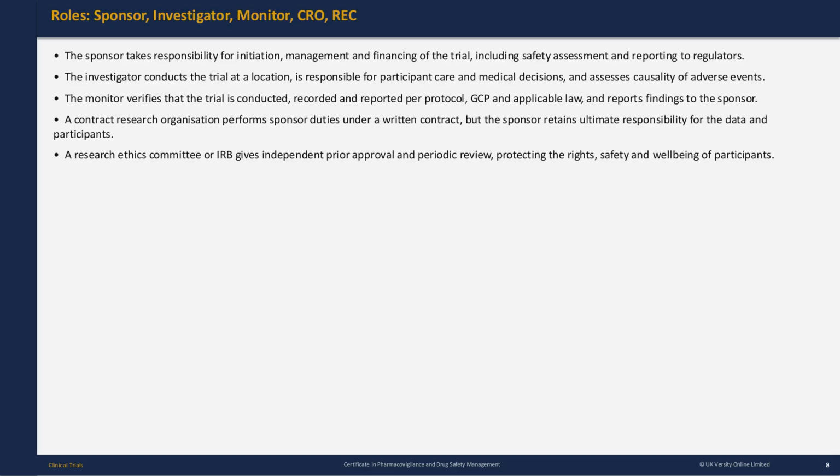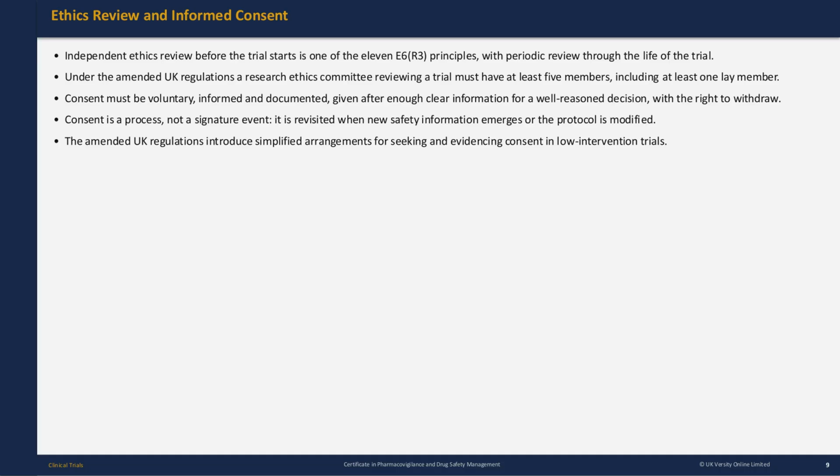A contract research organization performs sponsor duties under a written contract, but the sponsor retains ultimate responsibility for the data and participants. Ethics review and informed consent. Independent ethics review before the trial starts is one of the 11 E6R3 principles, with periodic review through the life of the trial.